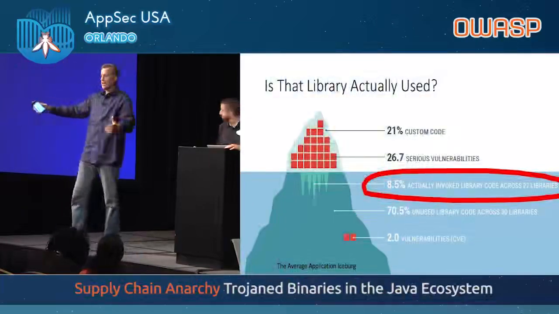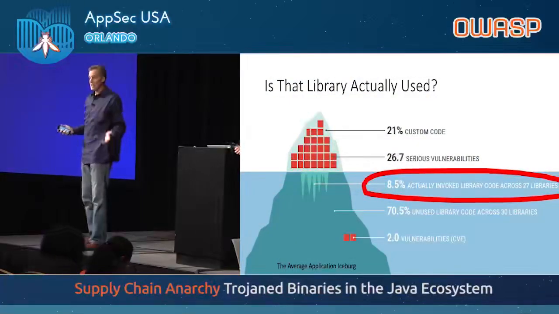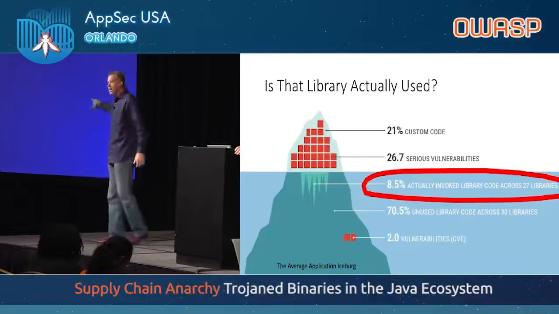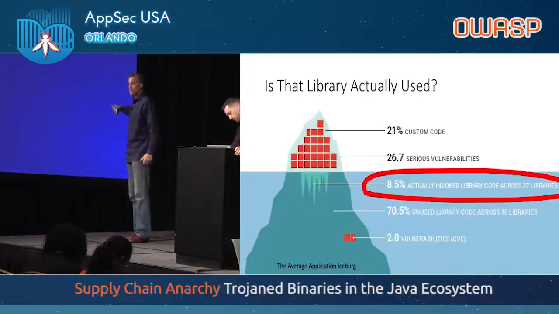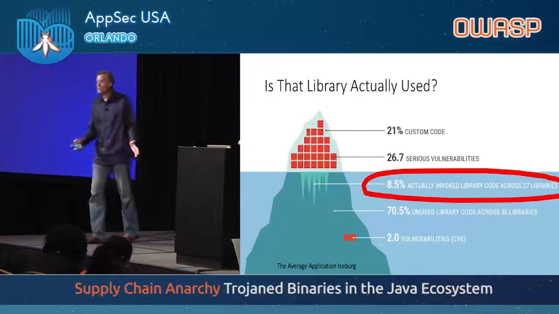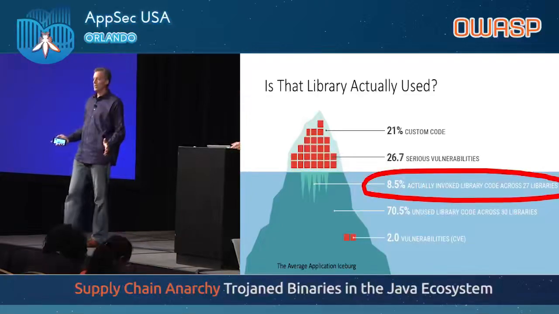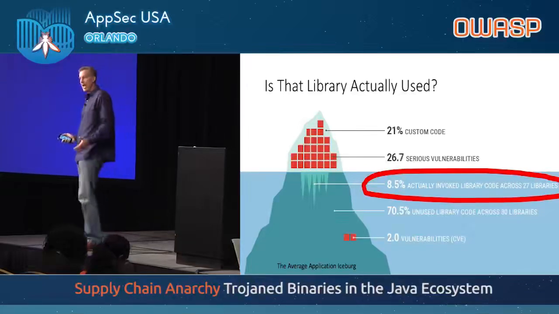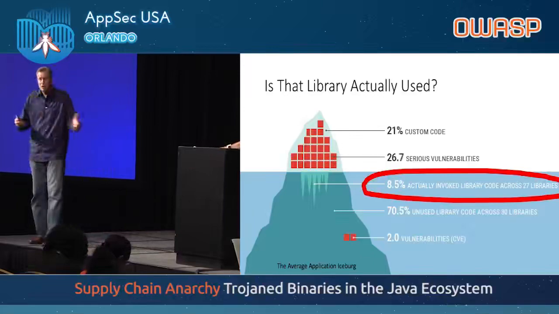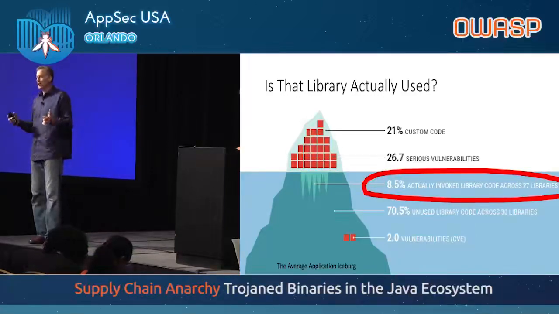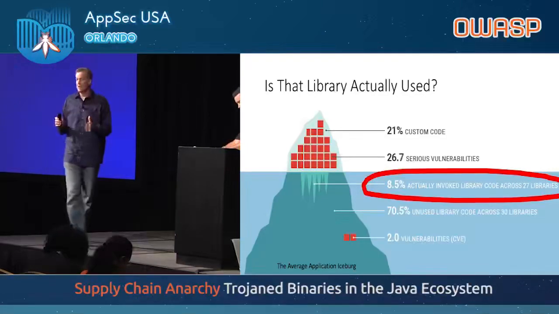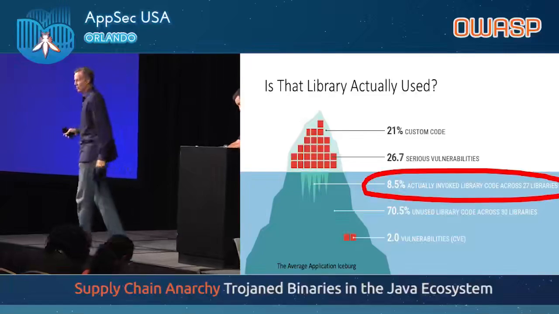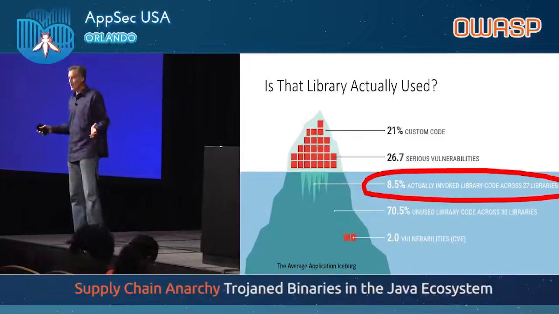I want you to imagine, a lot of the SCA vendors, the software composition analysis vendors, will show you an iceberg and they'll say, look man, 80% of your application is libraries. You got to focus on the libraries. Well, they're wrong. They are about 80%. It's actually about 79% on average of your applications is library code. The problem is only a tiny percentage of that code is actually used. 72% of libraries are never invoked. That's a crazy number, by the way.